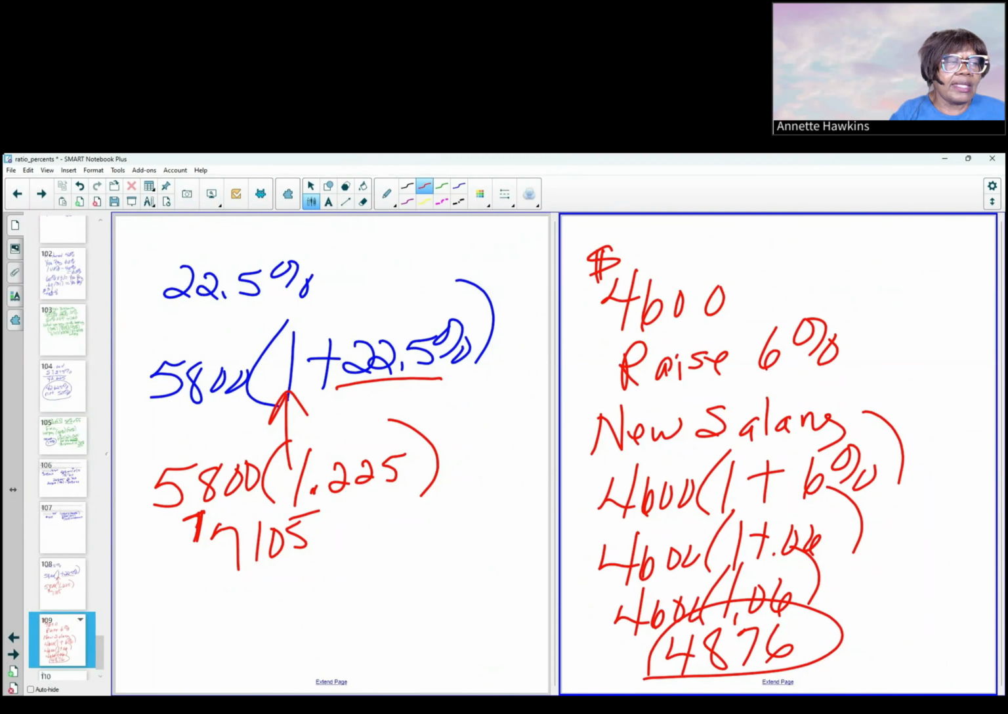All right, so we have completed all of our percent problems, interchanging fractions, decimals, and percents. We looked at ratio and proportions. We looked at numerical percent problems, and we have looked at word problems. So I hope this helps. If you have any questions, just email me, and I'll talk to you later.